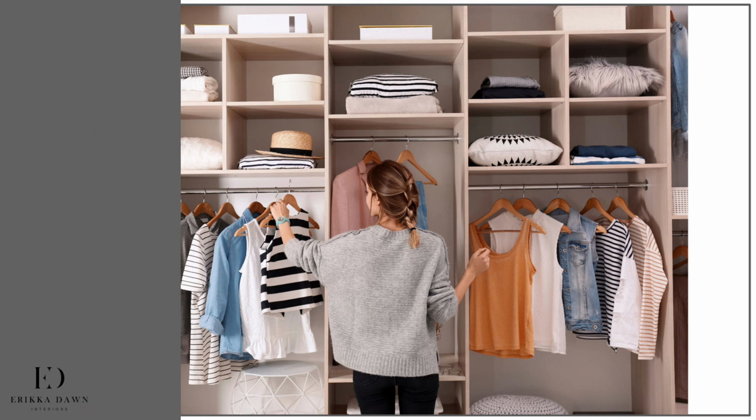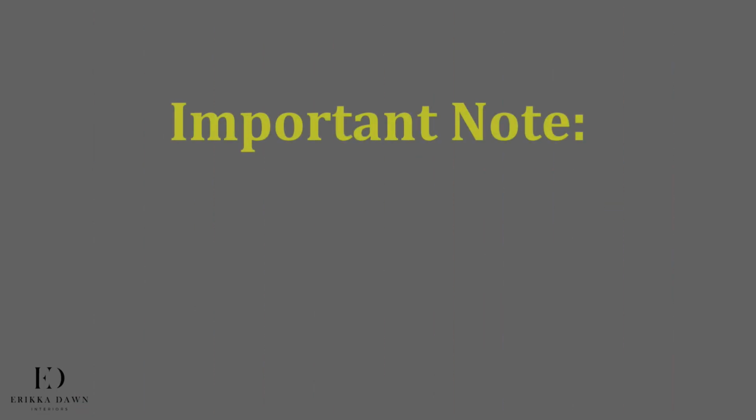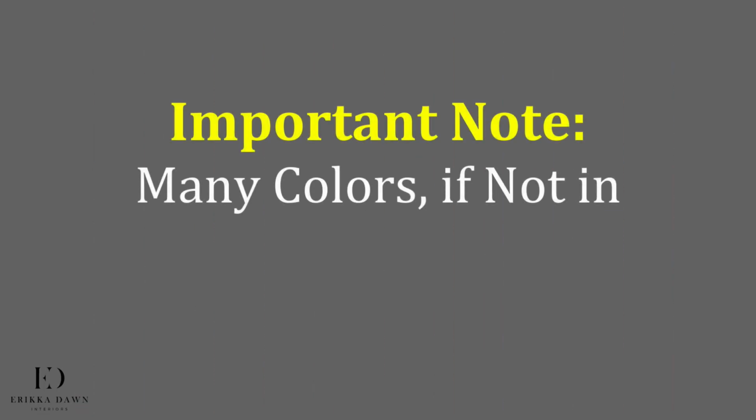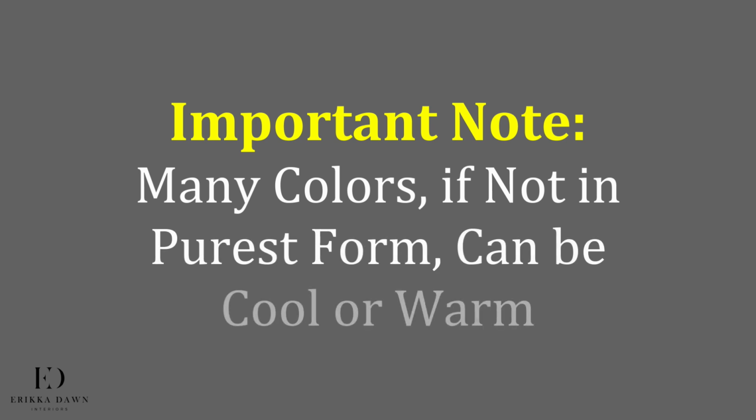One note about all of these color schemes is that it's important to recognize that many colors, if not in their purest form, can be cool or warm depending upon what other colors they are mixed with. For example, a yellow-green color which contains blue in it may read as more cool than warm as opposed to a true yellow color. Another example would be gray. While gray generally reads as cool, it will read as more warm if it has brown or beige in it, such as taupe or greige.